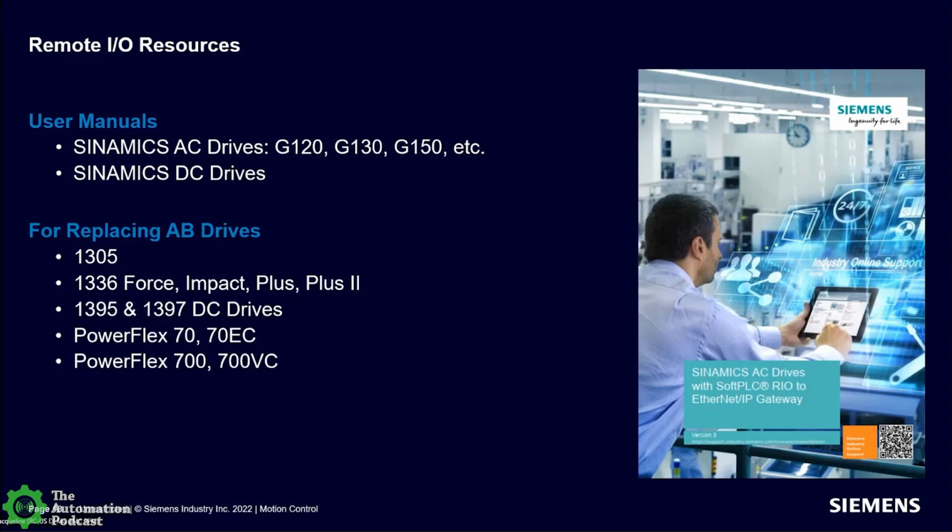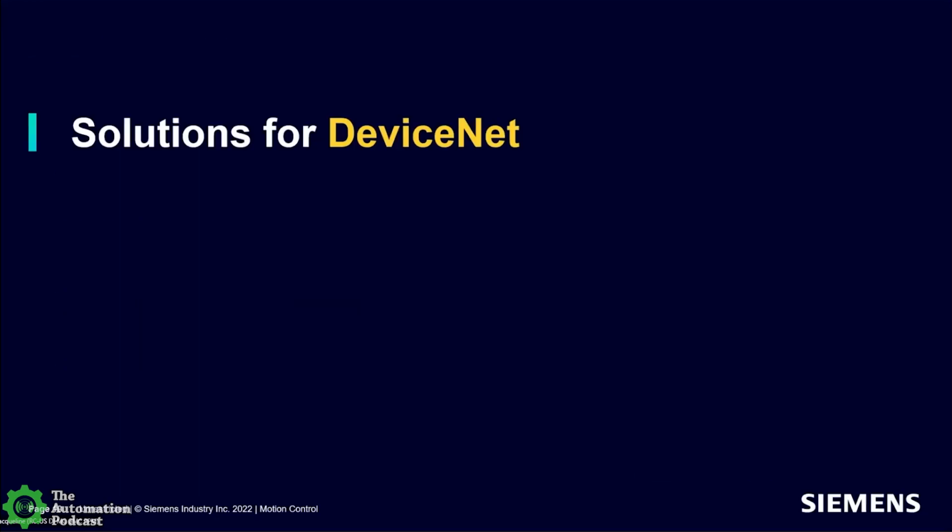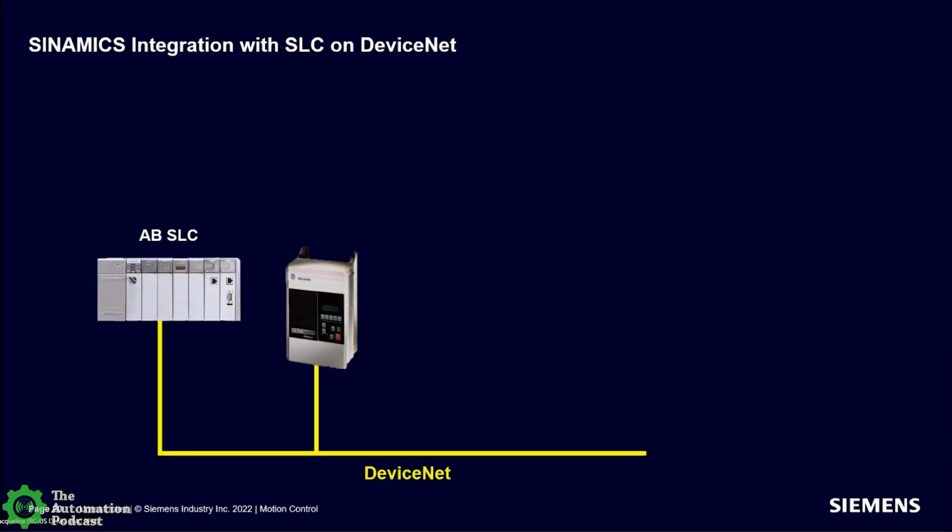And then we have one more solution, and this is for DeviceNet. DeviceNet is a bit newer than remote I/O, but still a network that is older, but still out there. So in this scenario, we have an AB SLC 500, maybe circa the 90s, and then we have an older AB drive. This could be like a Bulletin 160, 1305, maybe a PowerFlex 4, 40, 700. It's on the DeviceNet network.